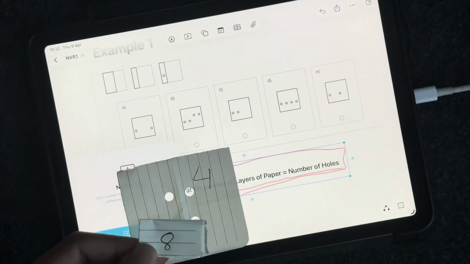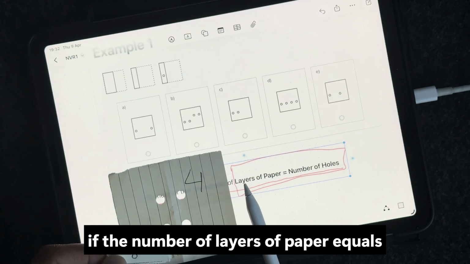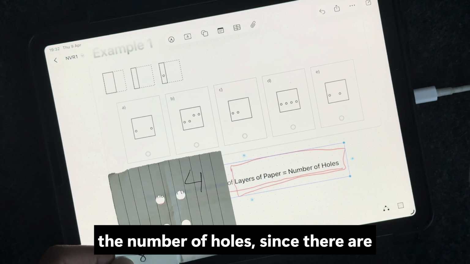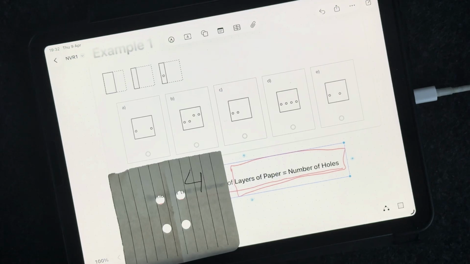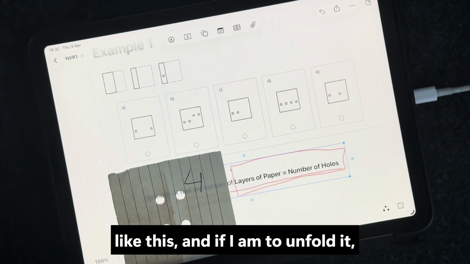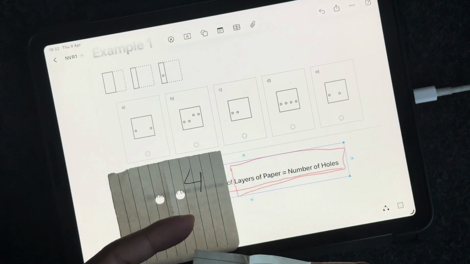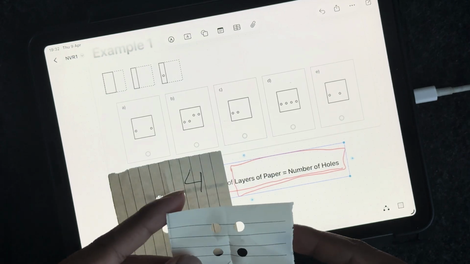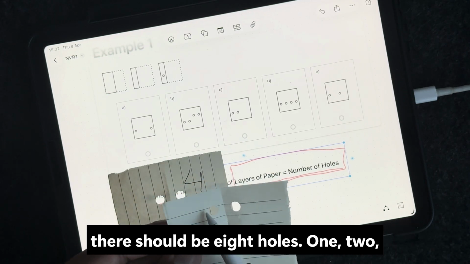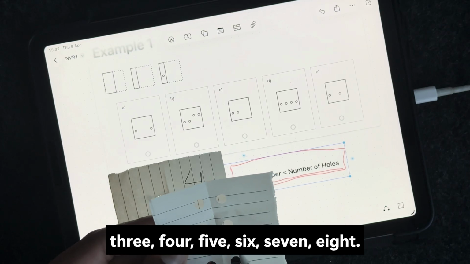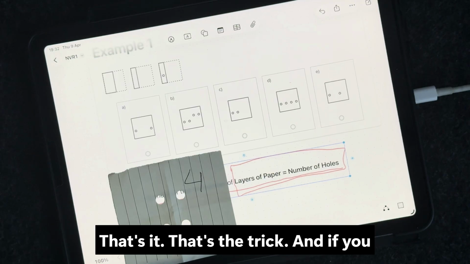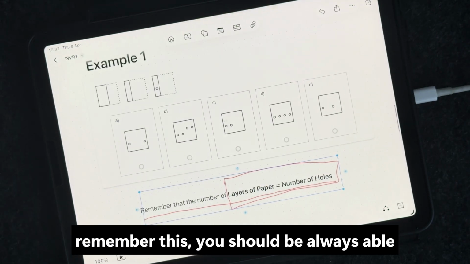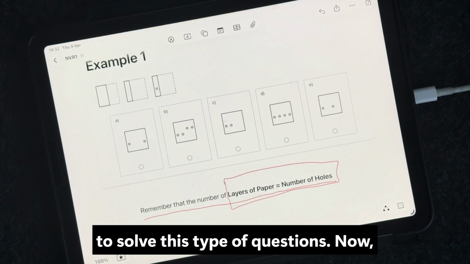Now, if the number of layers of paper equals the number of holes, since there are 8 layers of paper, if I make a hole in it like this, and if I am to unfold it, there should be 8 holes. 1, 2, 3, 4, 5, 6, 7, 8. That's it. That's the trick. And if you remember this, you should always be able to solve this type of question.